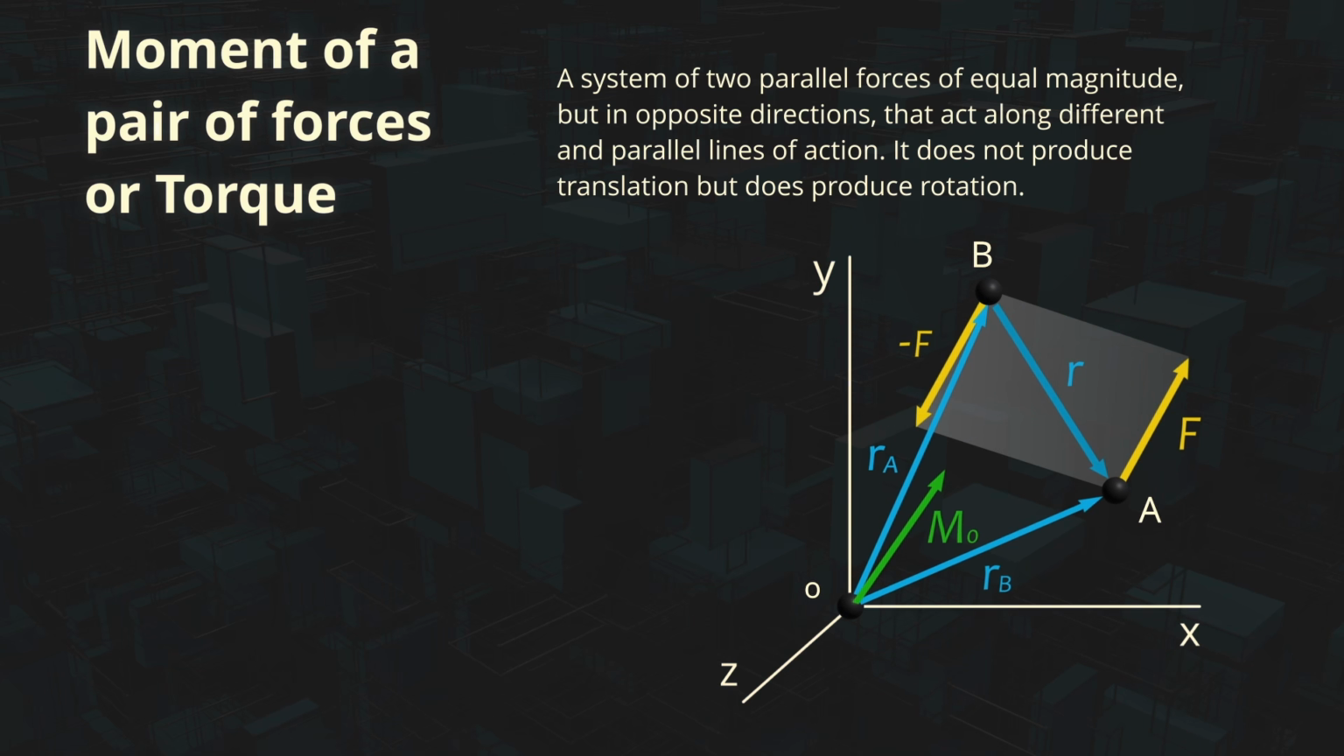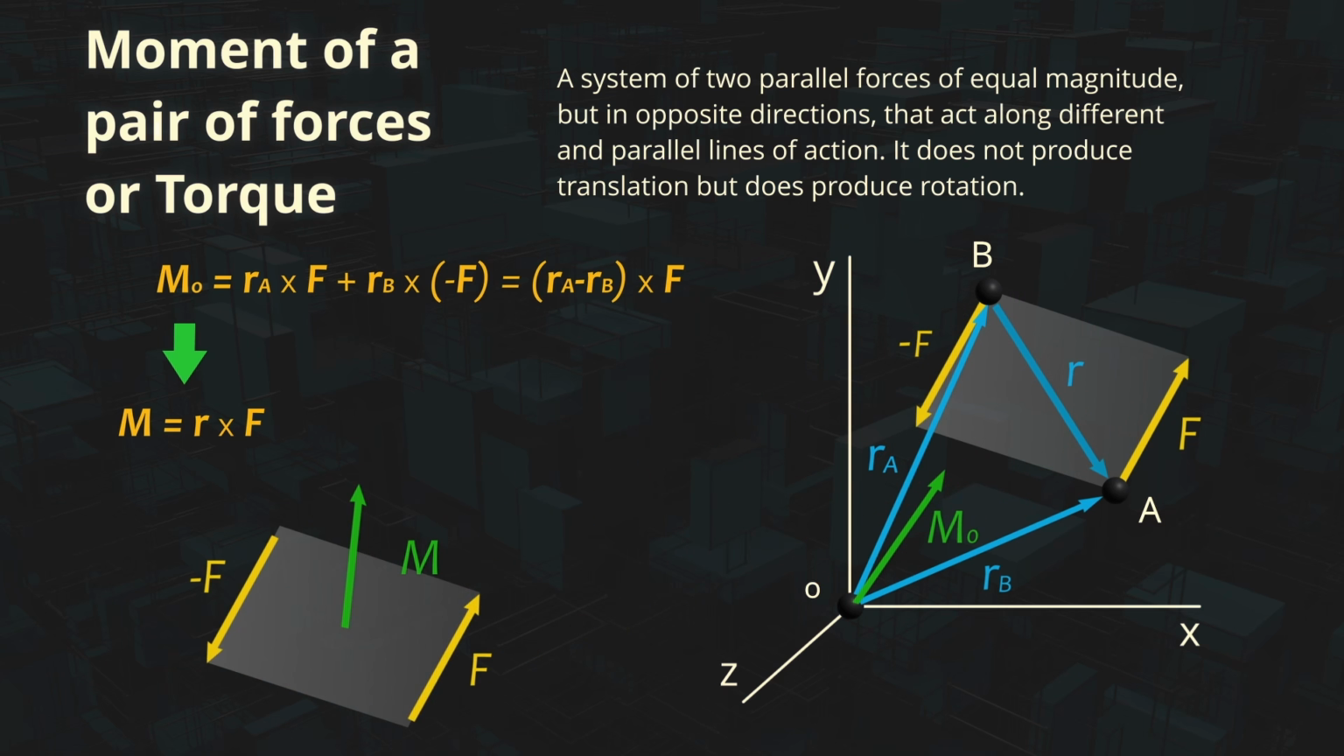If we calculate the moments of the two forces with respect to a point, we get the following expression. It turns out that R(A) minus R(B) is equal to the vector R, which is the one that joins the points of application of the forces. This is very important and allows us to extract that the moment of a torque does not depend on the point with respect to which it is calculated. That is, it will always be constant.